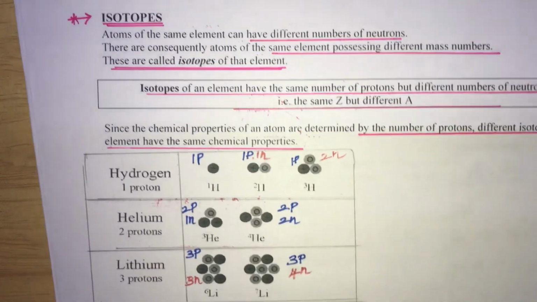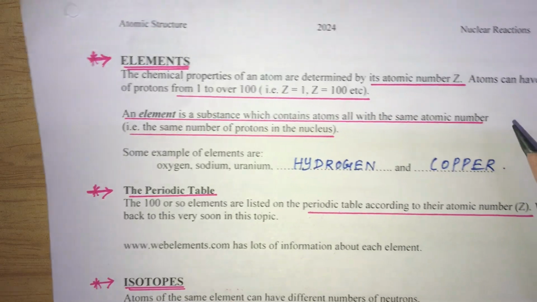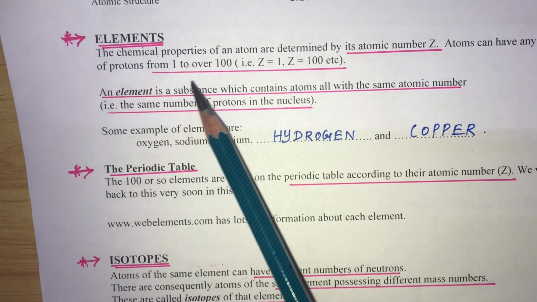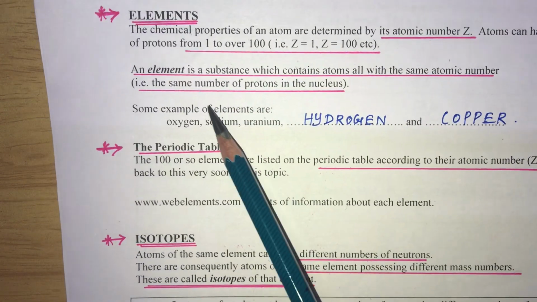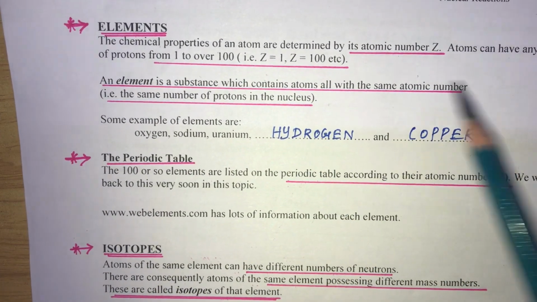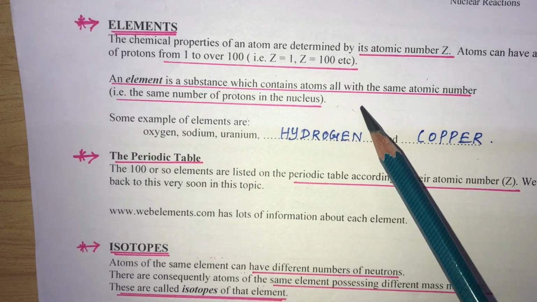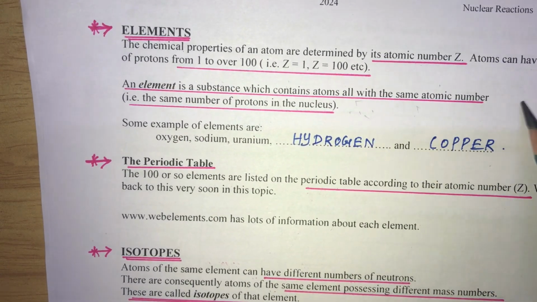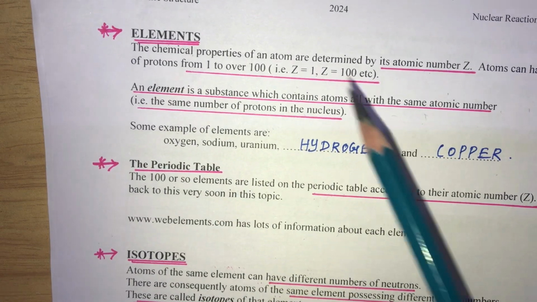Next one is: what are elements? The chemical properties of an atom are determined by its atomic number. Atoms can have the number of protons from 1 to 100, that is atomic number 1 to 100. What is an element? An element is a substance which contains all atoms with the same atomic number, the same number of protons in the nucleus. So an element is a substance which contains atoms with the same atomic number, the same number of protons in the nucleus.